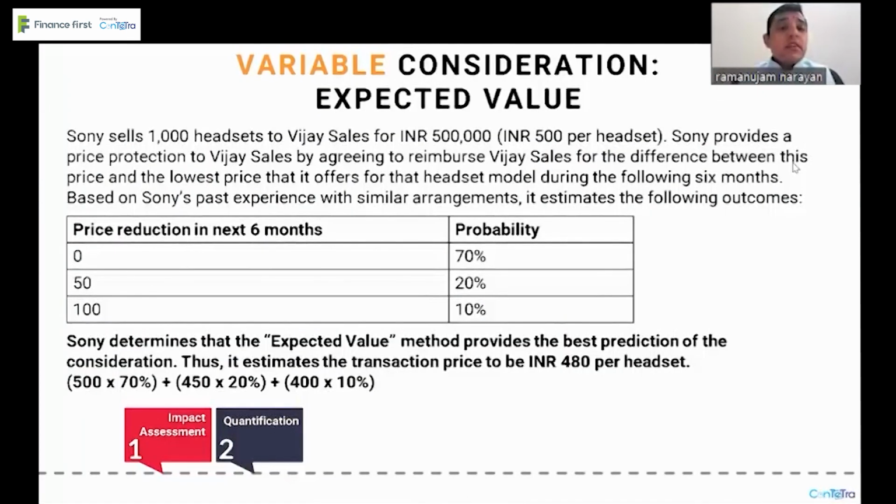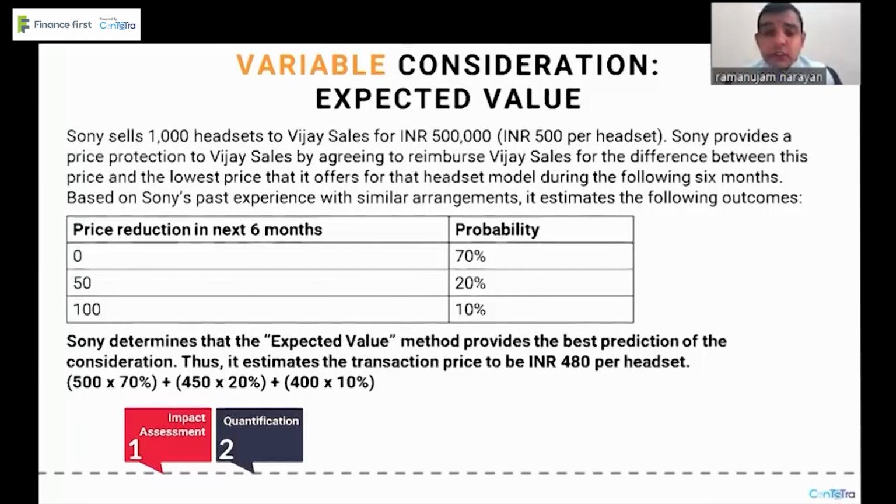Sony sells 1000 headsets to Vijay Sales for 500 per headset. Sony provides price protection to Vijay Sales by agreeing to reimburse Vijay Sales for the difference between this price and the lowest price that it offers for that headset model during the following 6 months. Based on Sony's past experience with similar arrangements, it estimates the following outcomes. Price reduction in the next 6 months: 0, 70% probability; 50, 20% probability; and 100, 10% probability.